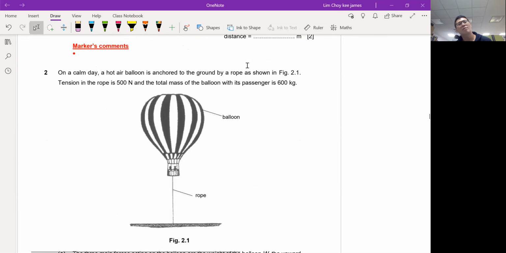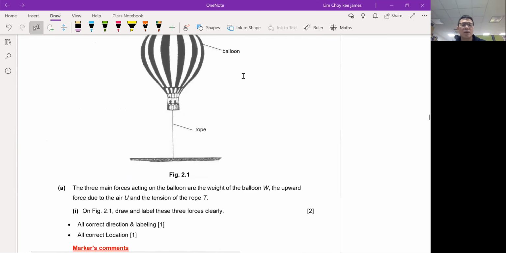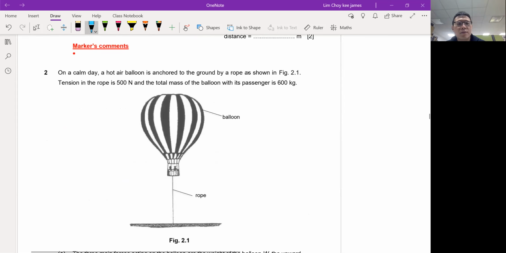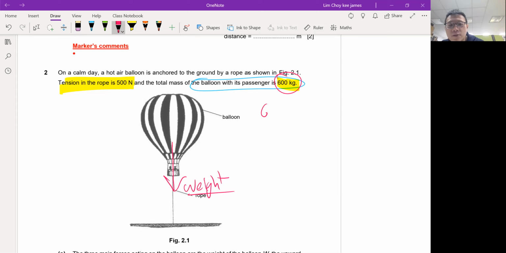Now, second question, the balloon, on a calm day. The balloon mass and the passenger is 600 kg, take note, kg. And the tension in the rope is 500. What you're looking at is the weight of the balloon. I'm not talking about mass, so my 600 kg, I need to convert to 6,000 Newton.